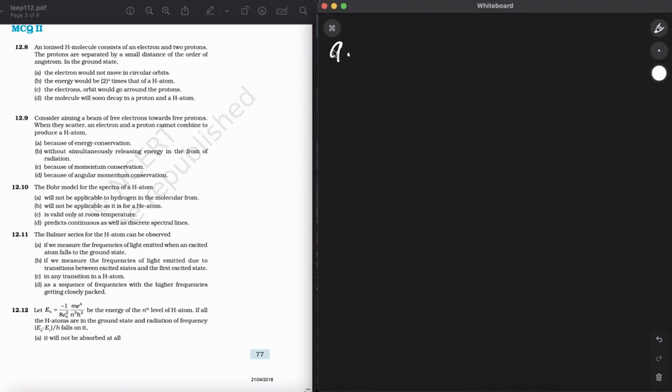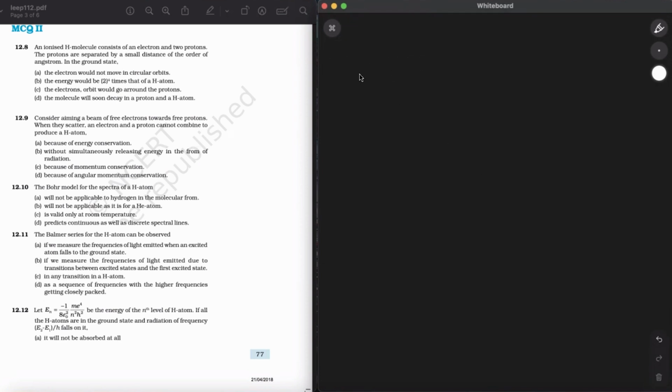Because of momentum conservation, no, it does not play any role in this combination. Momentum will be conserved, I agree, but it will not play any role. Because of angular momentum conservation, same thing goes for angular momentum also. It will be conserved, I agree, but it will not play an impactful role or any role in this combination that we are talking about. Option D is also incorrect. The correct option for this part was option A and option B.